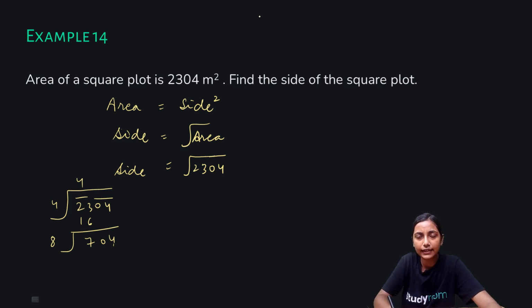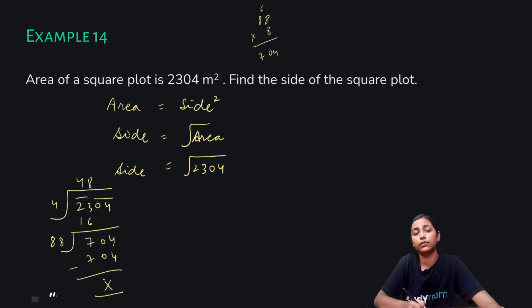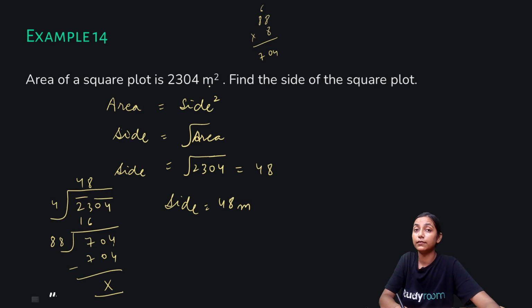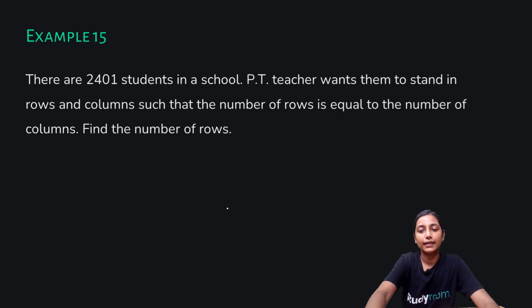What if I write 80? We need 4 at the end. Let's try 88 with 8. 8 8s are 64, and 8 times 80 is 640, so 704. Yes, I'm getting 704. So the number here will be 8. We'll write 8 here as well. 704 subtracted, we get 0 as the remainder. So the answer is 48. 48 is the square root of 2304, and that is what we had to find. The side will be 48, and the unit will be meters, because the area is given in square meters. So this is the side of the square plot. It is 48.